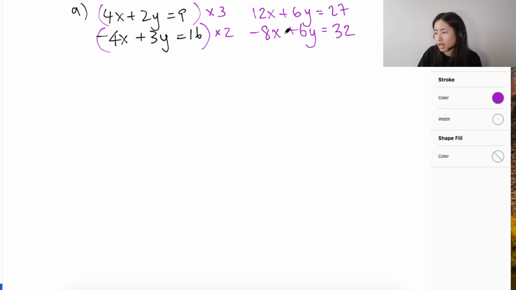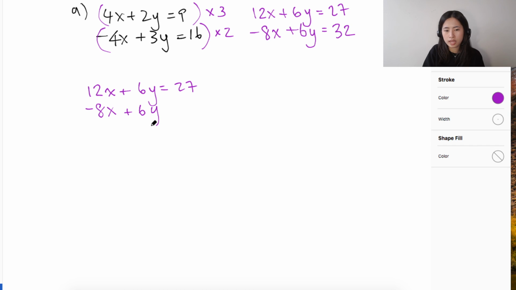So as you can see, now they're similar, which is 6y. So you want to just go ahead and subtract the two equations such that you would be able to eliminate y. So that's what we're going to do. Equation 1 is the first one, the one on top. So you have 12x plus 6y is equal to 27. Then you have negative 8x plus 6y, and this is equal to 32.